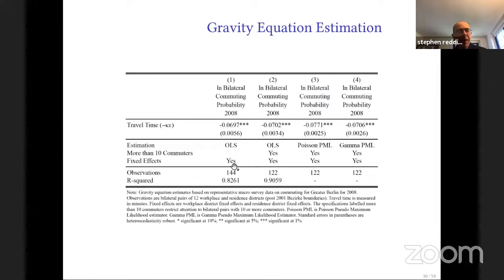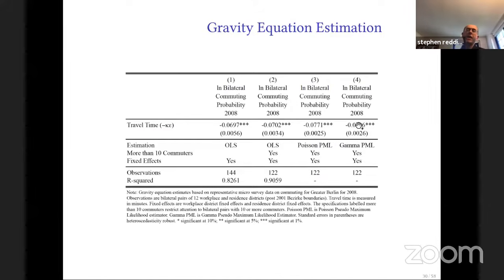Because it's a commuting survey, some pairs have relatively few commuters. So we also do a robustness test where we drop the flows with few commuters. We find a very similar semi-elasticity of around 0.07. The final two columns are inspired by the trade literature, which has argued that in the presence of heteroscedasticity, you might want to estimate the gravity equation with a Poisson pseudo-maximum likelihood estimator. So we do that, and we get a very similar semi-elasticity. We also estimate it with the gamma pseudo-maximum likelihood estimator, again a very similar elasticity.